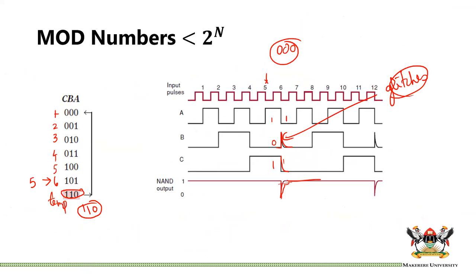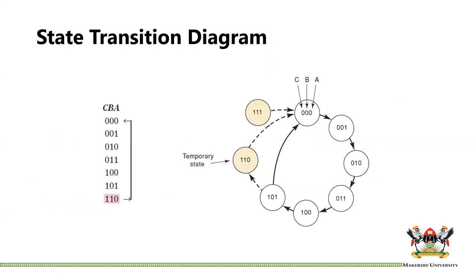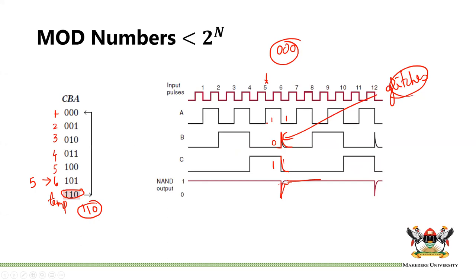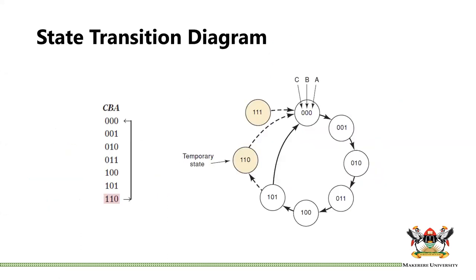And so these are called glitches. They are not a very major problem in electronics, but they happen because of the delays, you know. The moment this goes up and we clear, it takes a little time for it to come back to the zero state.